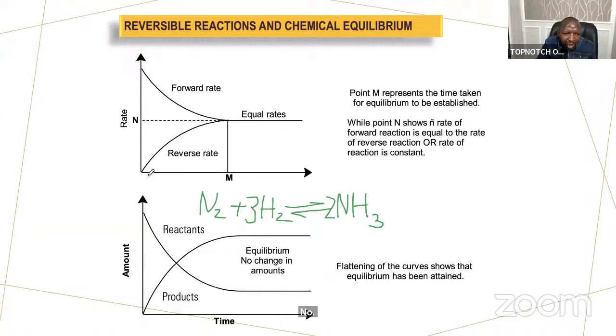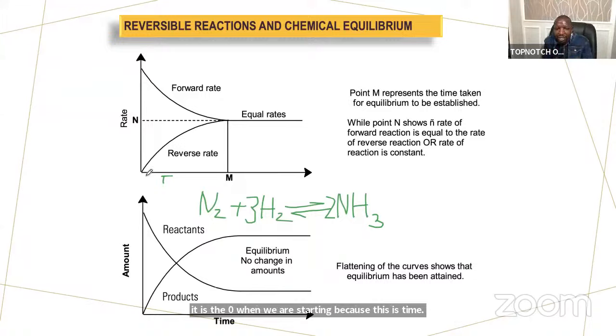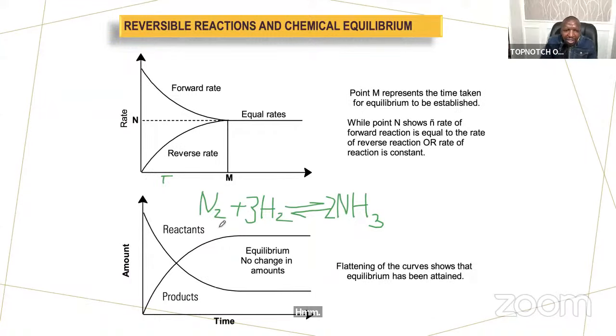That's why the backward reaction is zero when we are starting, because this is time. So at time zero, when the reaction is starting, there is no ammonia to decompose. That is why the reverse reaction starts at zero. But at the beginning, there is a lot of nitrogen and hydrogen, so the rate of the forward reaction is very fast. That is why its rate is up here, but this other one is zero. Have you understood?